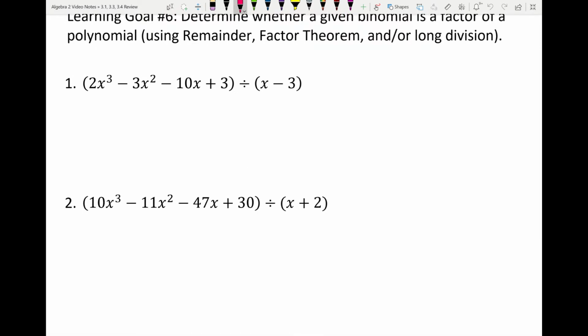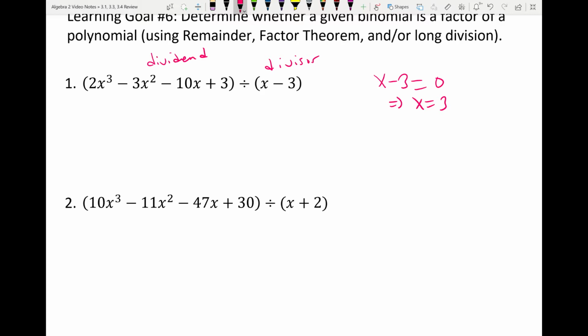So we got this division problem here. Remember that this is our divisor, and then this is our dividend. So we look at our divisor, which is x minus 3, and we figure out what makes that equal to 0. Well, x is equal to 3 is going to make that equal to 0, right?